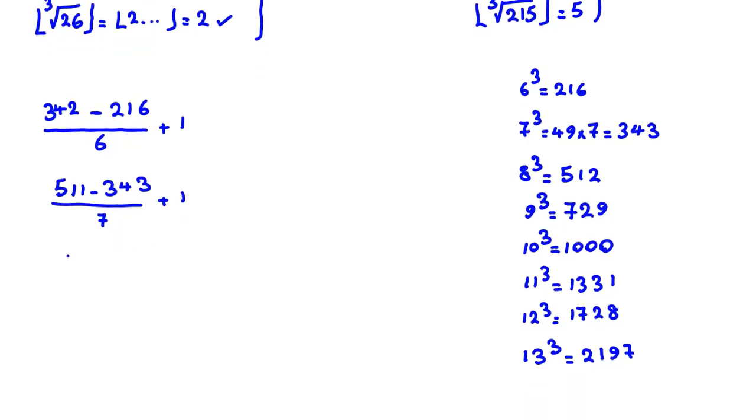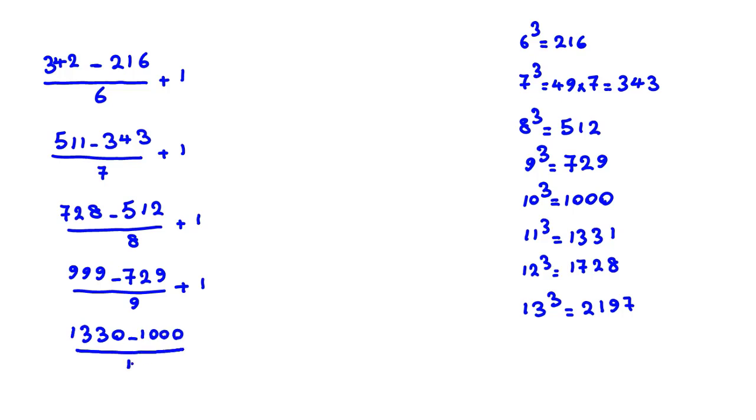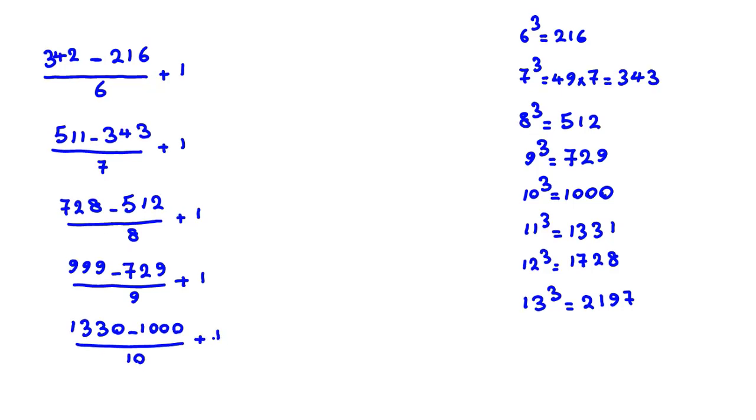Next one is 8 cubed. We've considered 9 cubed is 729, minus 512 over 8, plus 1. Next one is 999 minus 729 divided by 9 plus 1. Next one, 1330 minus 1000 divided by 10 plus 1.